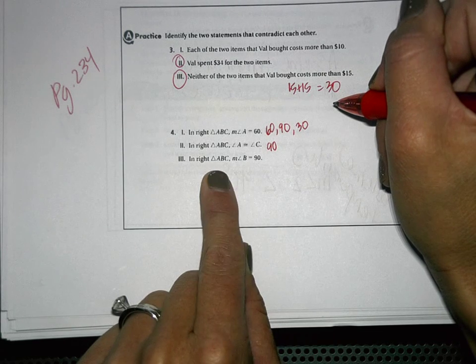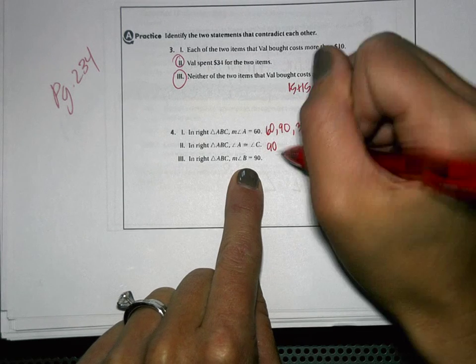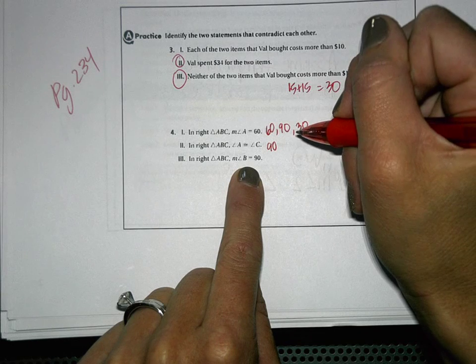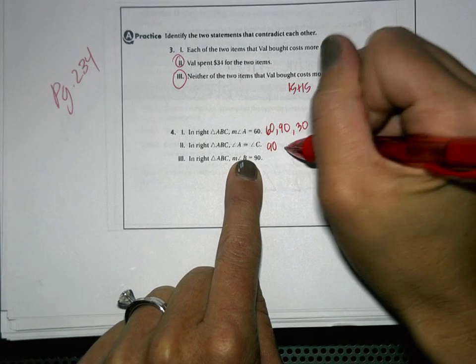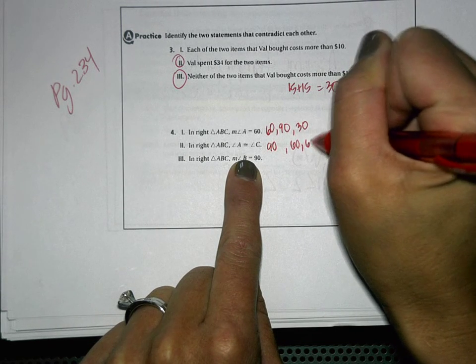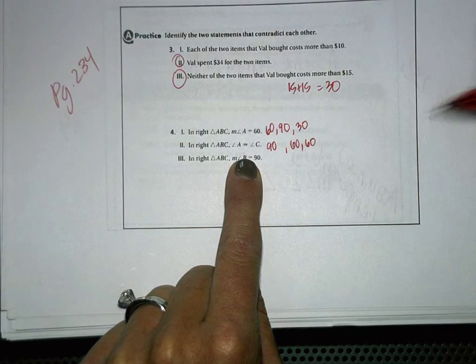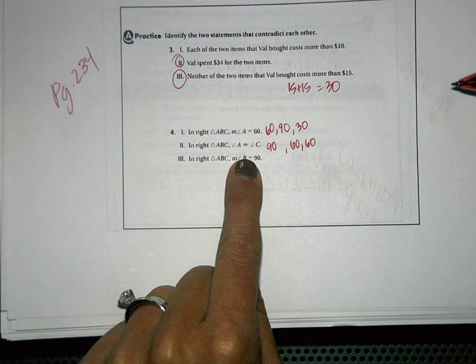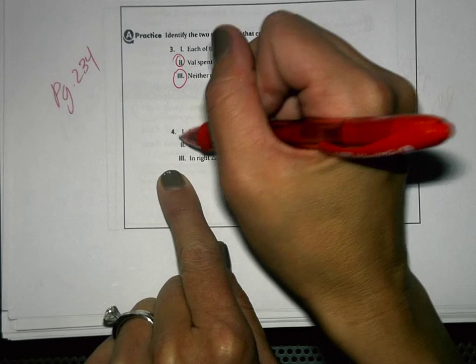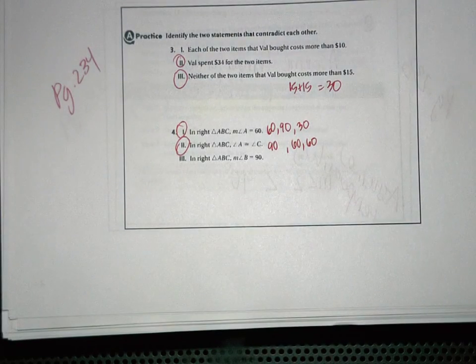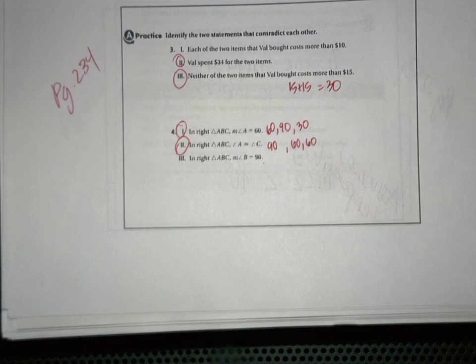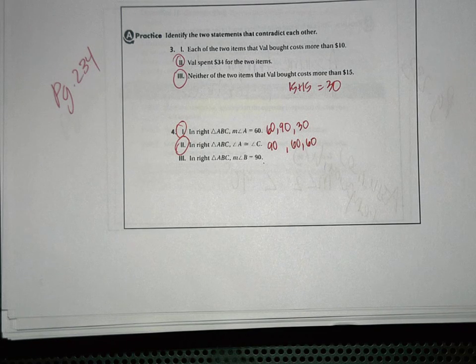And then the last one, in a right triangle, measure angle B has to be 90. If A is 60 though, could 60 and 60 equal each other? No. Would that work? Why not? Exactly. So that's why these are opposites, because this one doesn't really give us enough information, right? Okay. All right, moving on.